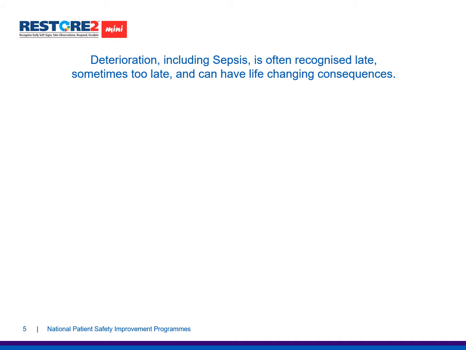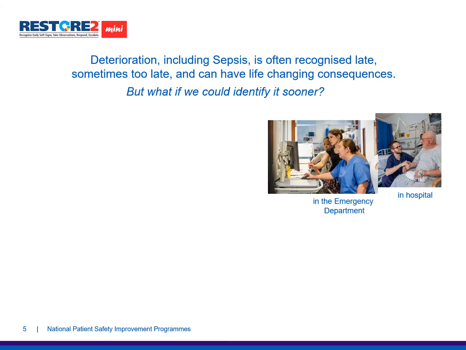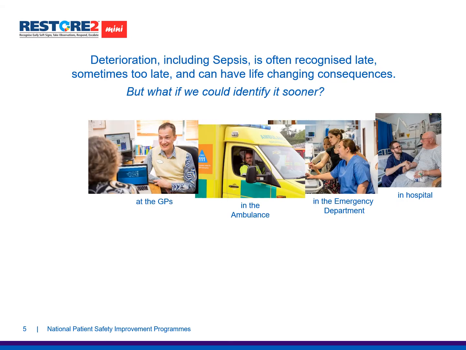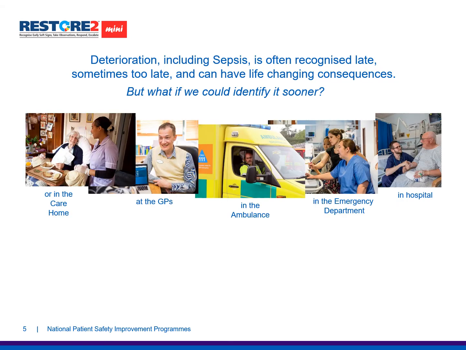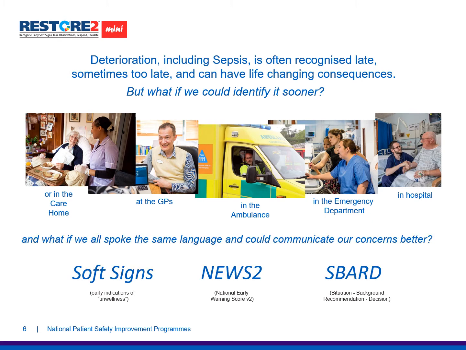Deterioration, including sepsis, is often recognised late, sometimes too late, and can have life-changing consequences. But what if we could identify it sooner? In hospital, in the emergency department, in the ambulance, at the GPs, or in the care homes? And what if we all spoke the same language and could communicate our concerns better, using methodologies like Soft Signs, News2 and SBARD?